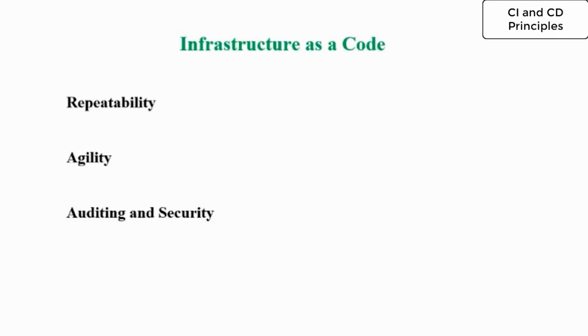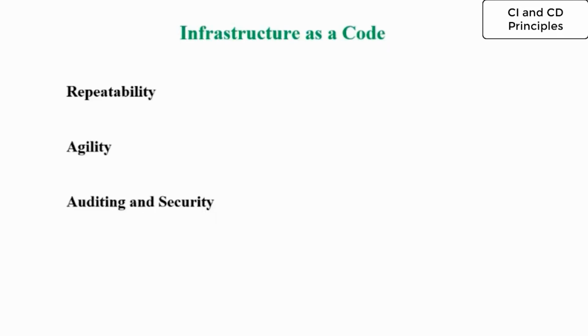So when we talk about infrastructure as code, we are basically dealing with three terms: repeatability, agility, auditing, and security. Repeatability means that if we are deploying the same kind of infrastructure again and again, it's kind of repeating the things.